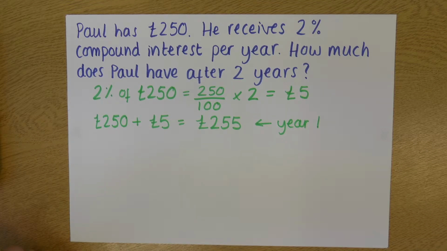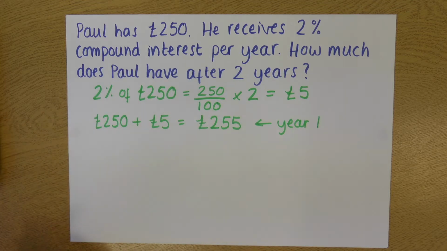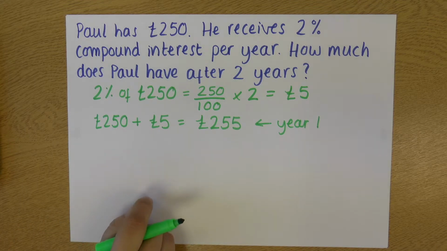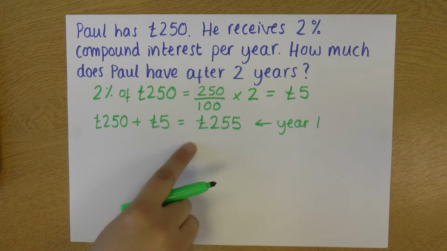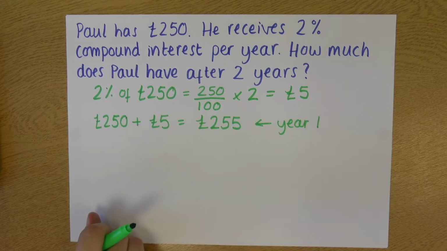So now we need to calculate how much Paul has after 2 years. This is after 1 year, so we need to now do another year. Now the thing about compound interest is we need to recalculate the interest every year using the amount that Paul has. So now Paul has £255, so I need to recalculate this interest.